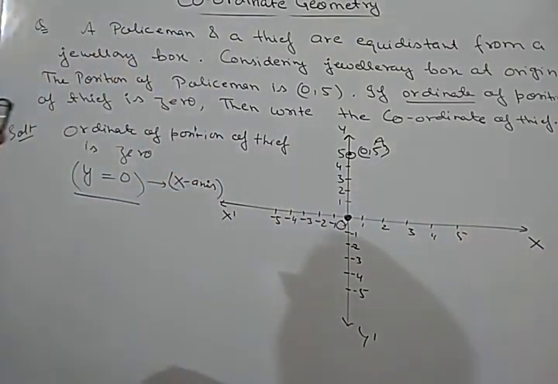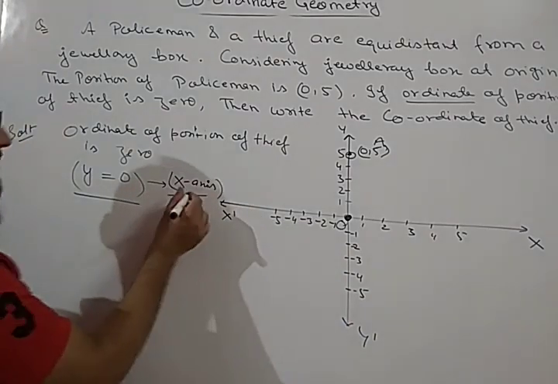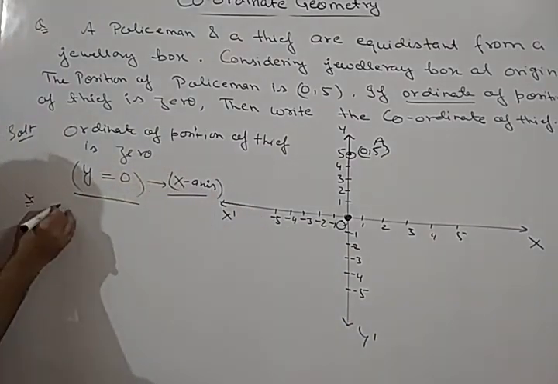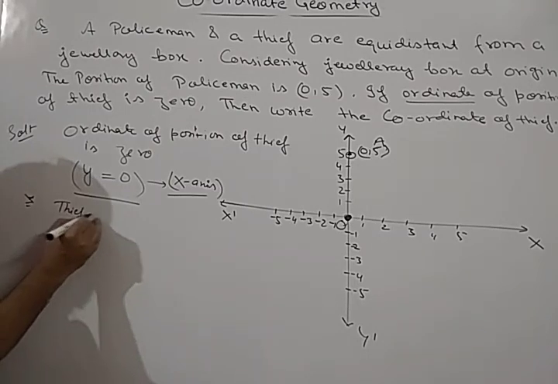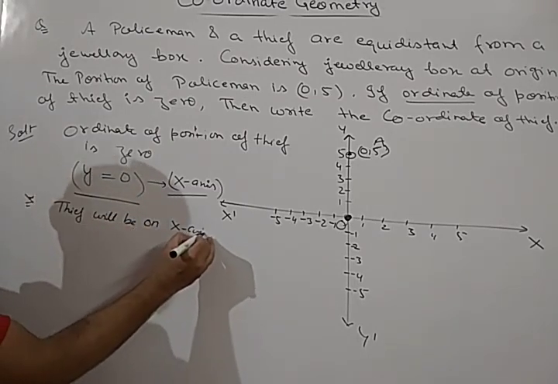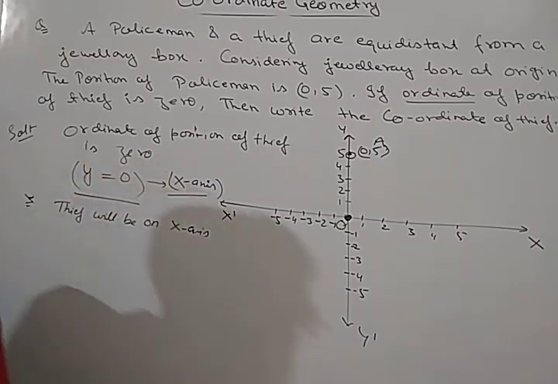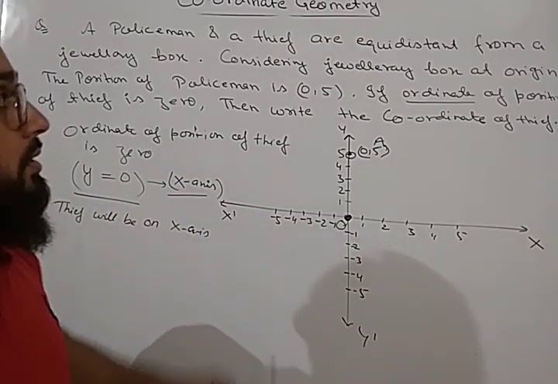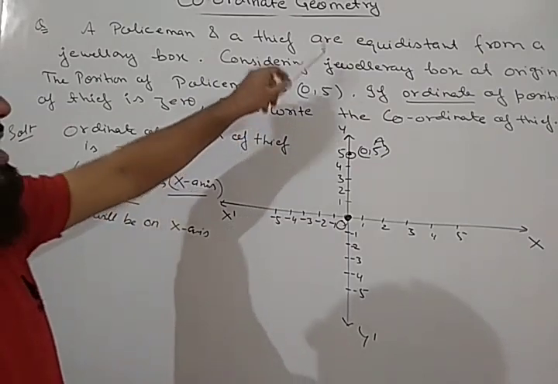So now the second important thing, the thief. We get the first important thing: the thief will be on the x-axis. We get this point, the thief will be on the x-axis. Now the second important thing which is given, they are equidistant.